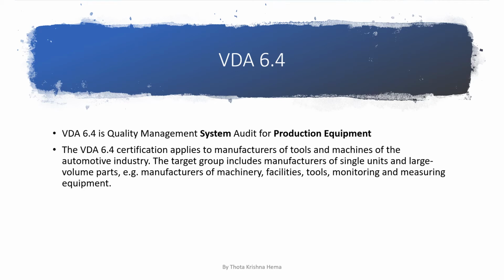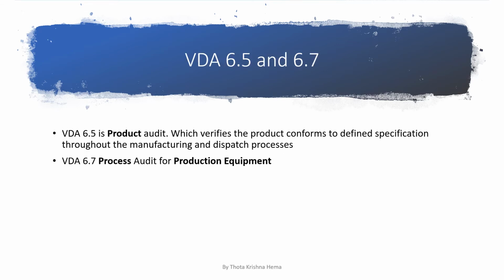VDA 6.4 is a quality management system audit for production equipment. The VDA 6.4 certification applies to the manufacturers of tools and machines of the automotive industry. The target group includes manufacturers of single unit and large volume parts, that is manufacturers of machinery, facilities, tools, monitoring and measuring equipment. What are 6.5 and 6.7?